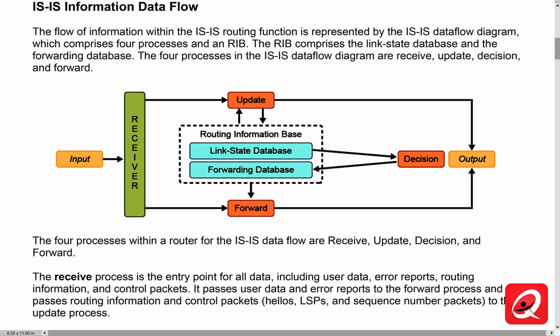And then the forward process, which is the last process, receives that input from the receive process, uses the forwarding database to forward data packets towards their destination. And that is essentially the routing process in a nutshell. All right.